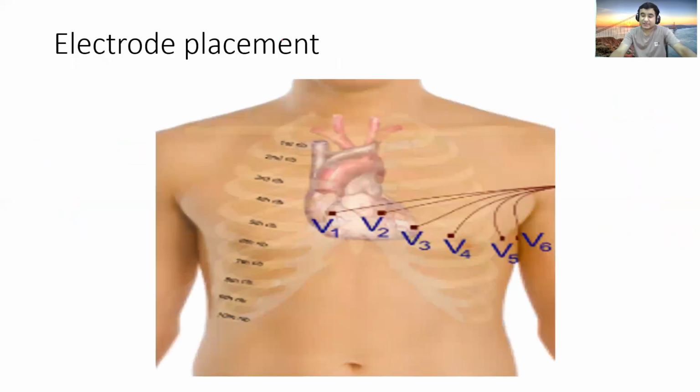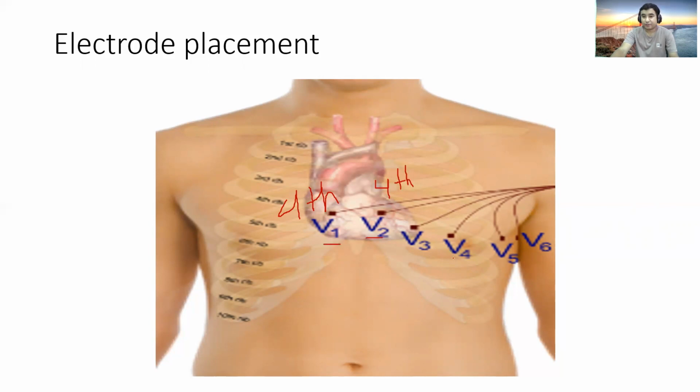Then these are the unipolar chest leads, and these are V1 to V6. Classically, we keep up to V6. V1 we keep at the fourth right intercostal space. Then after keeping V1, we keep V2 in the fourth intercostal space on the left side.